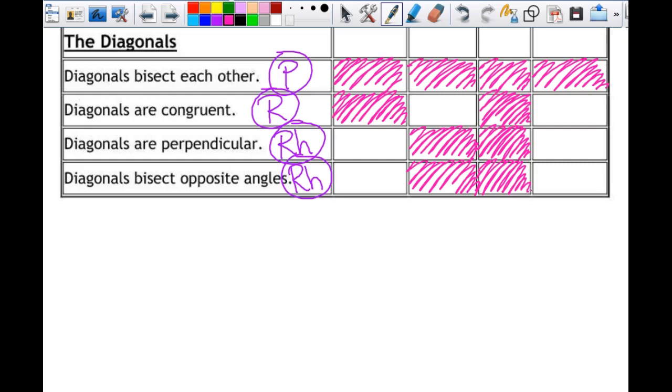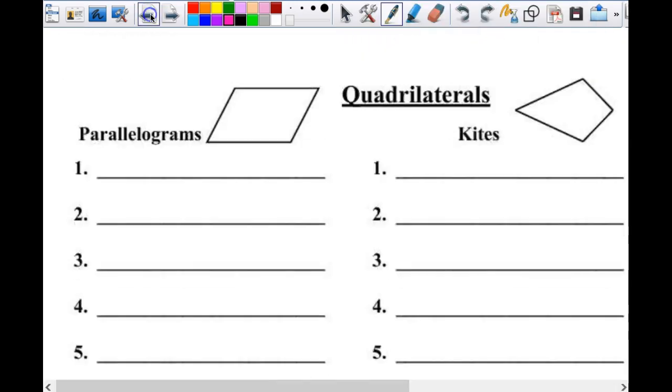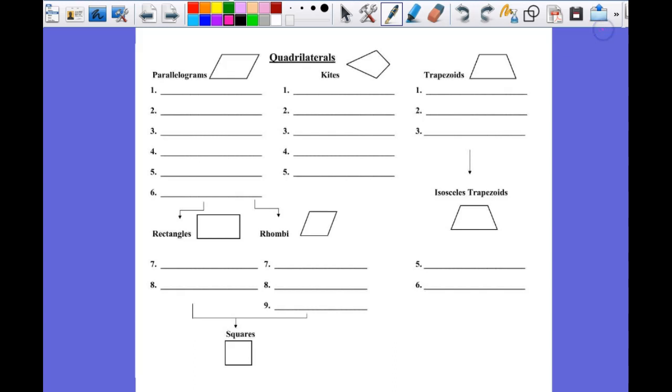All right. So now you can kind of keep that handy and let's look at your family tree. It's a family tree. I wish I had a family or a tree. And this is going on page 83 when we're done.